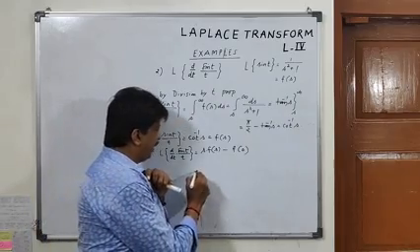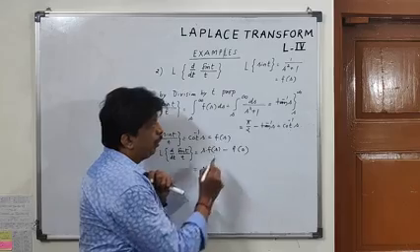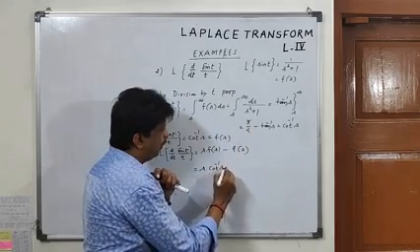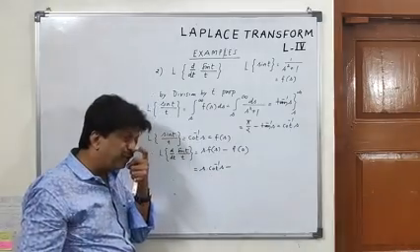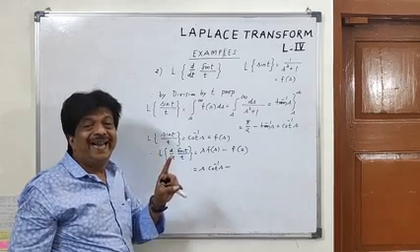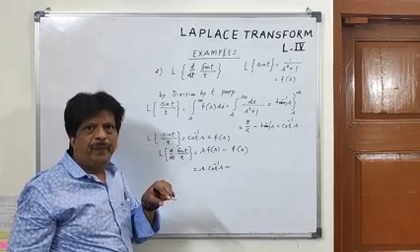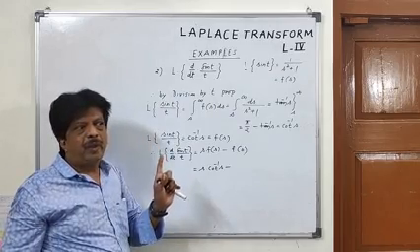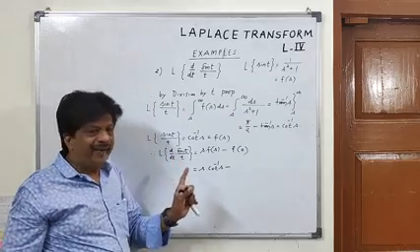That is equal to s into cot inverse of s minus f of 0. F of 0 means value of f of t at t equal to 0. What is f of t? It is sine of t by t.